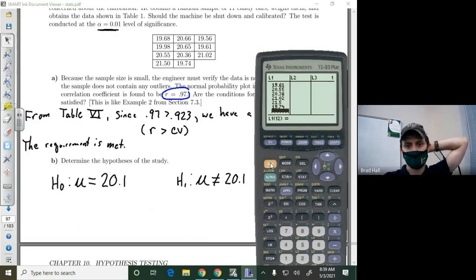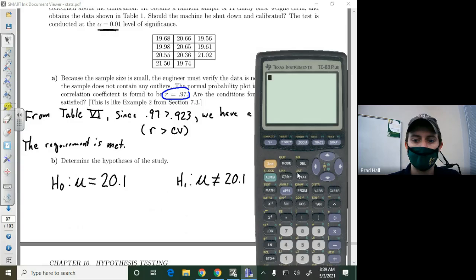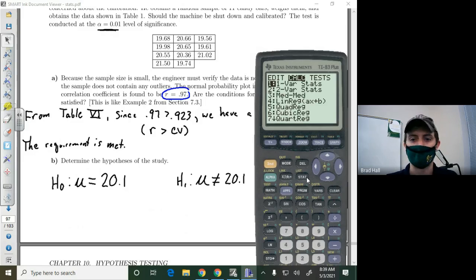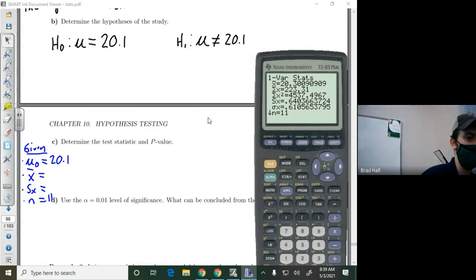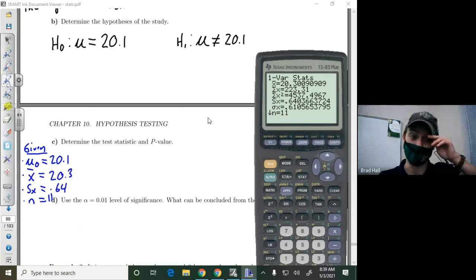And hopefully you all remember how to find the mean and standard deviation of a list. If you quit out, it's the one variable statistic stuff just by itself, as we did towards the beginning to middle part of this class. So that's, I'll call that 20.3. The standard deviation, I'll call it 0.64. It'll be 2 decimal places.